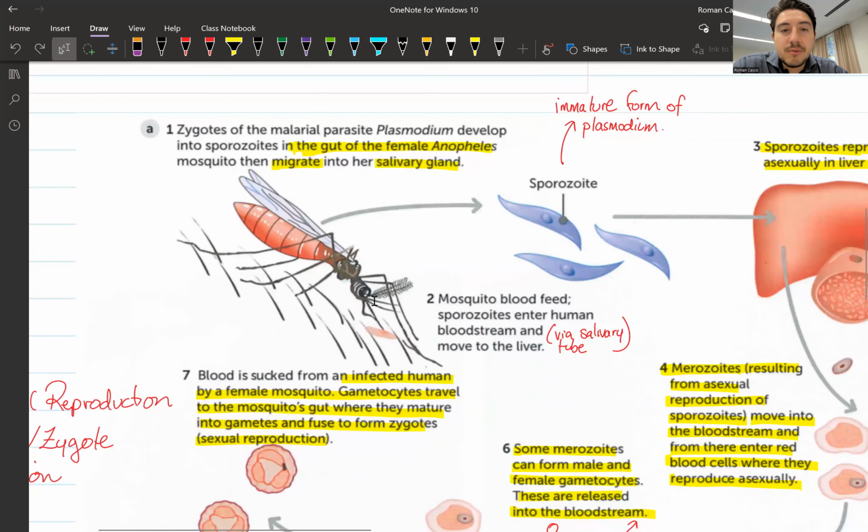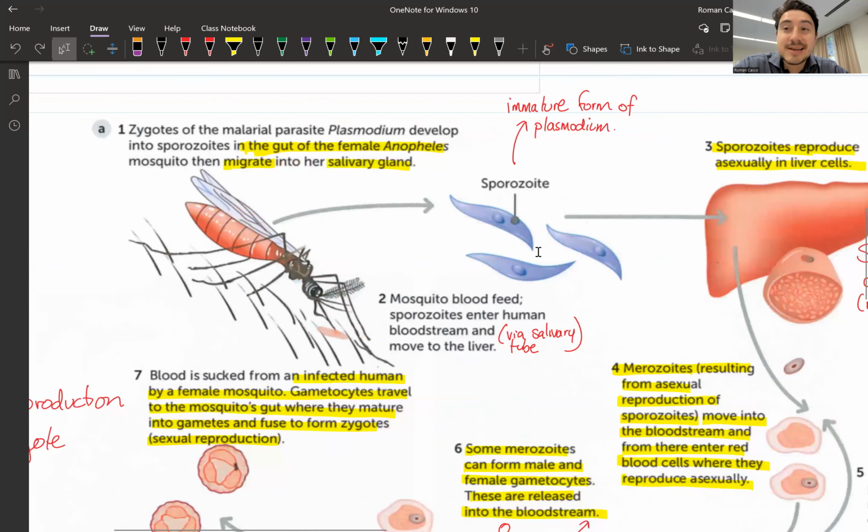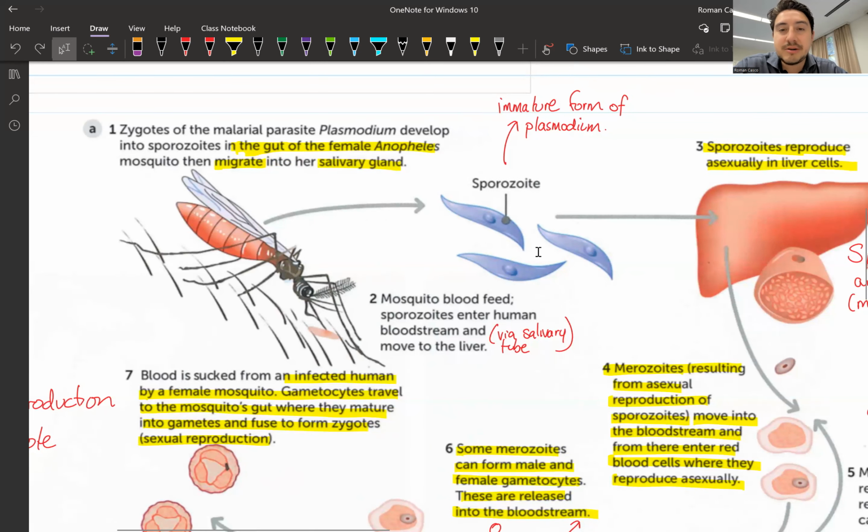So they're maturing, they're developing in the gut of the mosquito, and then they move to the salivary gland in the mosquito. So you have the sporozoite form. They look something like this. And then what happens? Remember that the proboscis of the mosquito has 2 tubes. It has the salivary tube and it has the blood feeding tube. Since it moves into the saliva tube, the saliva is going to go into the host, into the human.